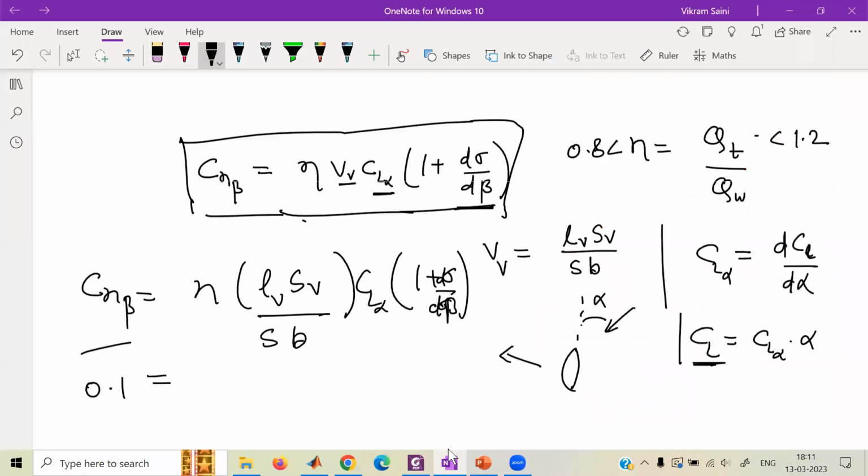Eta is not given. This is not neta, it's eta. Eta is not given to us. So usually we can assume it to be 0.9, 0.95, or maybe 1, but let's assume it's 90%. Right? We're losing some dynamic pressure because of the wing interaction. Then how about LV? This length we have to choose.